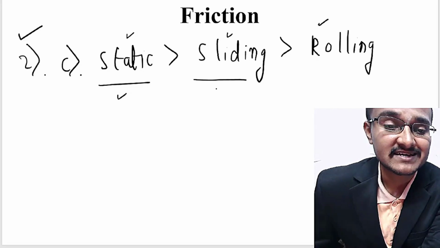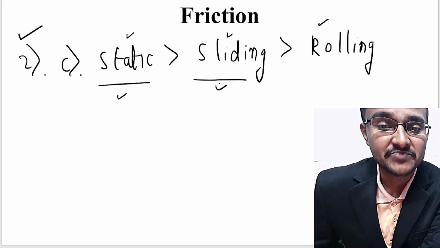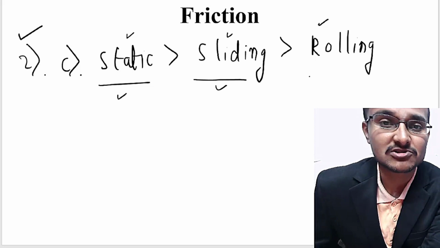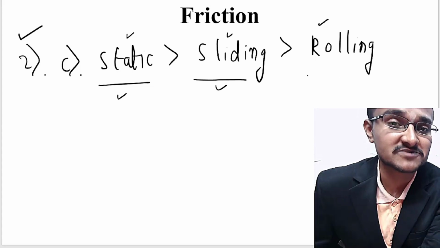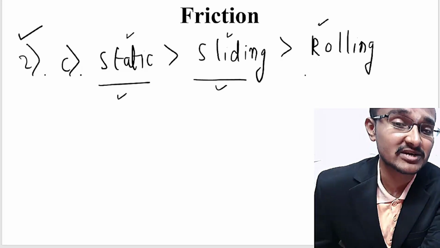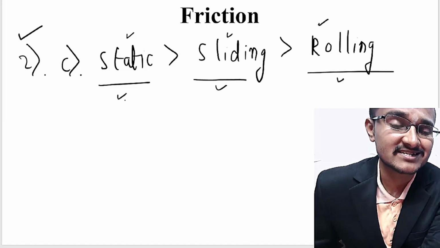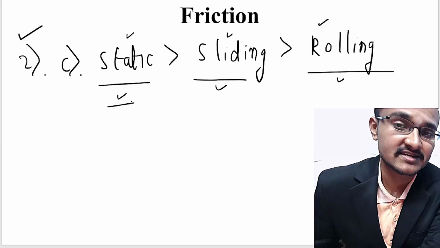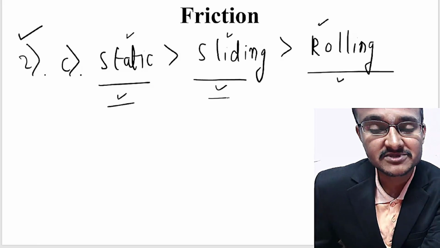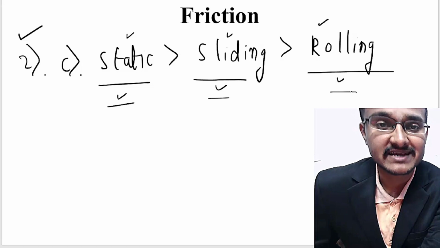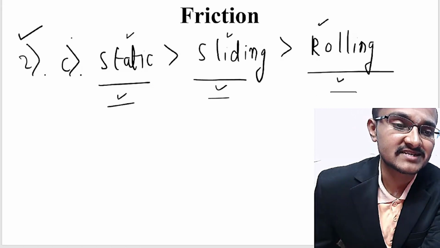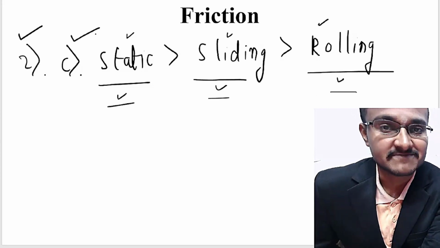Hence sliding friction is lesser than static friction and rolling friction will reduce a lot of friction. Hence moving an object from one place to another place will be much easier. Hence if you want to write these three frictions in decreasing order, then static friction comes first, sliding friction comes next and rolling friction comes next. So the correct option for this second question is option C.